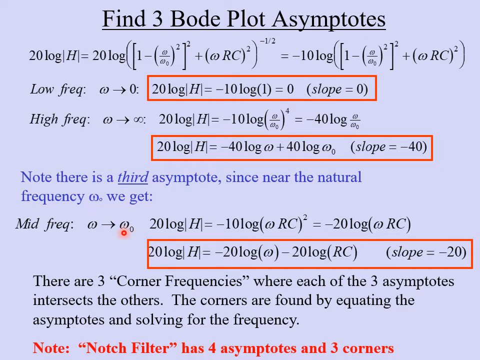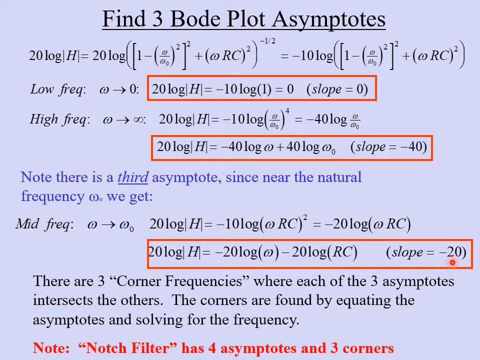So what we have then is 20 log h is equal to negative 10 log omega RC all squared. Take this 2, bring it out in front, and we have negative 20 times log of omega RC. And now let's split this up using, again, just basic log properties here. So we get negative 20 log omega minus 20 log of RC. And again, we can find the slope immediately by looking at what is in front of the log omega. And so this minus 20 here tells us that the slope is negative 20 decibels per decade.